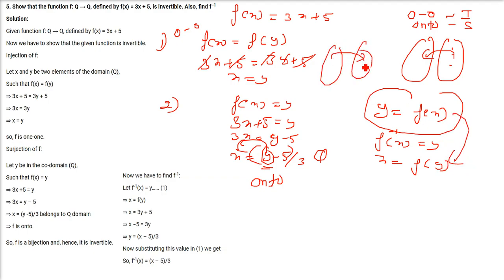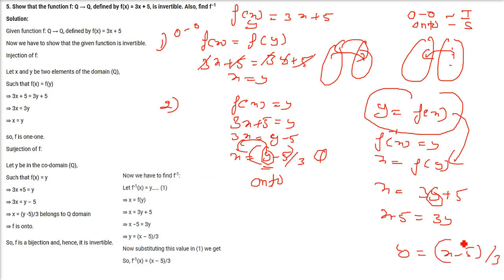What is an inverse? When we go 1 to 1 from A to B it is the function, but when we take B to A it is the inverse. So x and y just change in y equals f(x), and that will be your inverse. So x equals 3y plus 5, because in place of f(y) we have written this. So y will be (x minus 5) by 3. Now replace y by f inverse of x. So f inverse of x is (x minus 5) by 3.